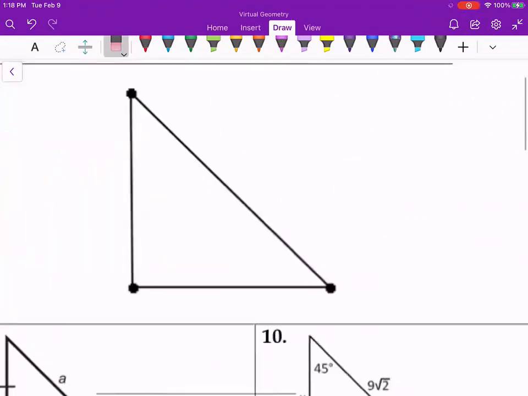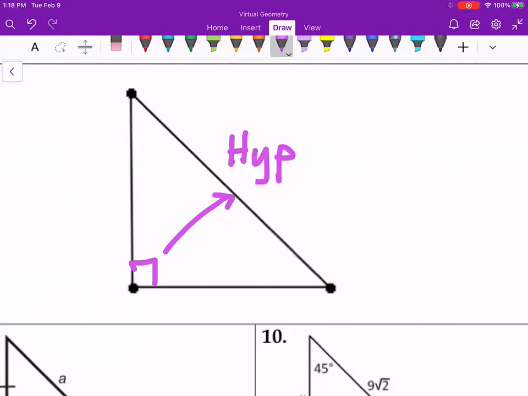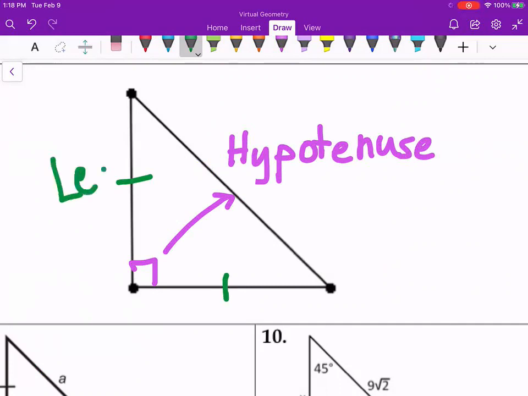Okay, so looking at our triangle, we have our 90 degrees, so we have our right angle. And again, across from that is always the hypotenuse. And again, our two legs are exactly the same length. They are not a short leg and a long leg. They are just a leg. Because they are equal, we don't need to know which one is the short or the long.